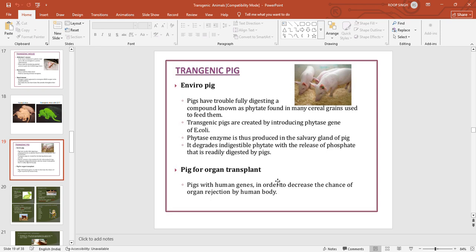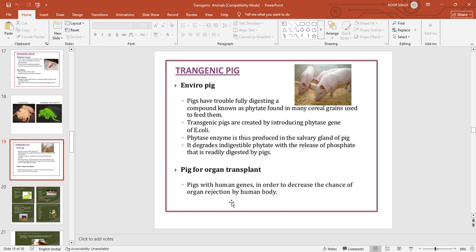Transgenic pigs have been developed for obtaining organs for transplanting in humans, actually. Pigs with human genes, in order to decrease the chance of organ rejection by the human body. So pig organs can be used for transplantation in humans, but to prevent the rejection, some human genes can be introduced in the pigs. So then pig organs can be used for transplantation in the human body.